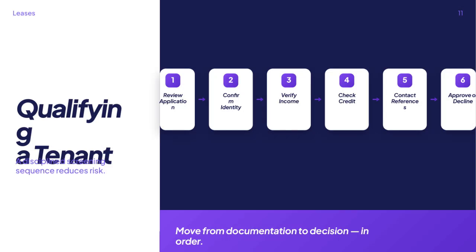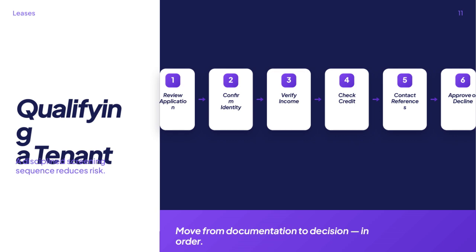When qualifying a tenant, it's important to follow a disciplined screening process to minimize risk. First, start by reviewing the application carefully to ensure all information is complete and accurate. Next, confirm the tenant's identity to verify they are who they claim to be. After that, verify their income to make sure they have the financial means to pay rent. Then, check their credit history to assess their financial responsibility and reliability.